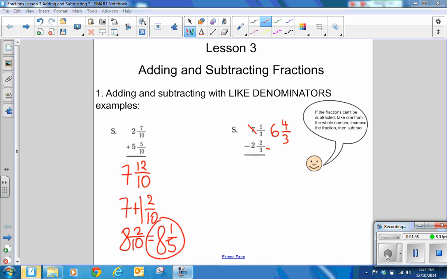Now I can subtract 2 and 2/3 from it. So again, first I'll subtract the whole numbers. 6 minus 2 gives me 4. And I have the same denominator of 3, so I now can subtract the numerators. 4 minus 2 is 2. And my final answer is in simplest form. So it's 4 and 2/3.